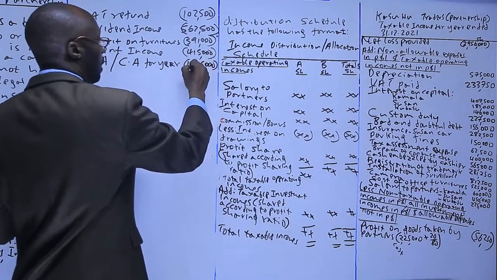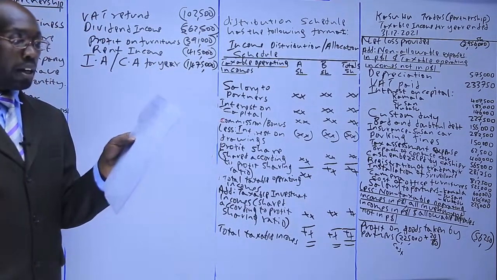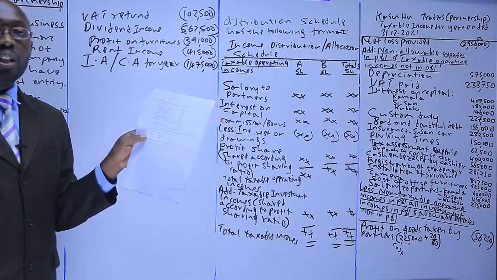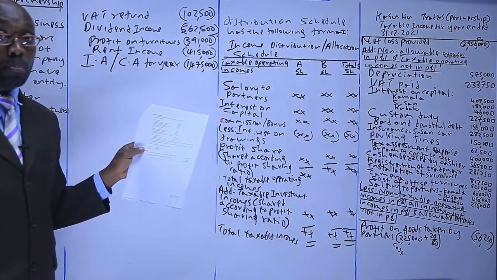1,475,000. We continue getting the allowable, not in P&L. Number 7, salaries and wages include. Salaries and wages is in the P&L, and there is no other expense that is not in P&L.